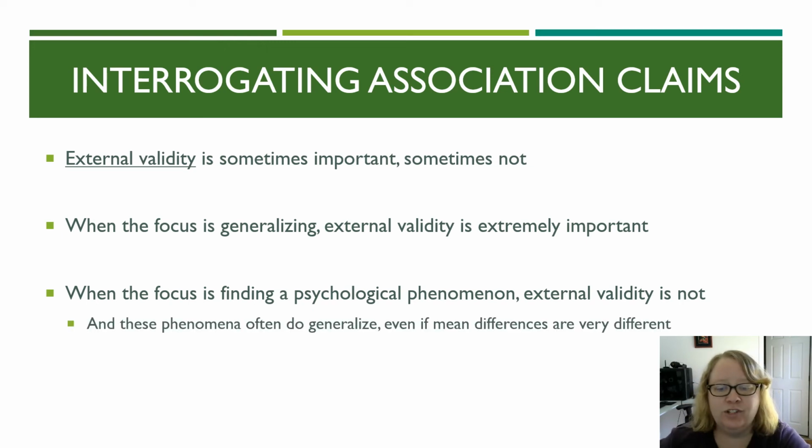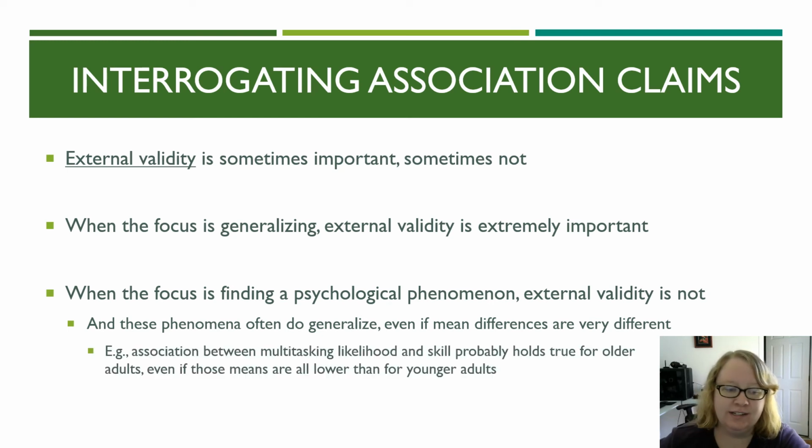These phenomena often do generalize, even if mean differences are very different. So for example, I think the book talks about an association between multitasking likelihood and skill, like how often you multitask and how good you are at it. We're all on average pretty bad at multitasking, but if you do it more, you might be a little better at it. If that link exists, it's probably true for people of any age, even if means might be lower. So maybe older adults are worse at both multitasking likelihood and multitasking skill, but even though they're worse on average than younger adults, that link is still probably there: the more you do it, the better you are at it. All right, so external validity is sometimes important, sometimes not.